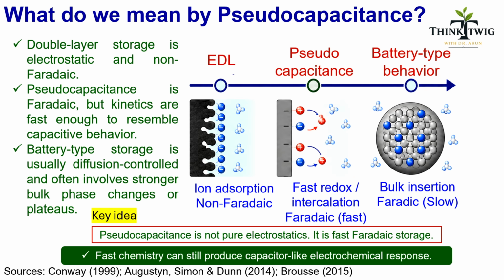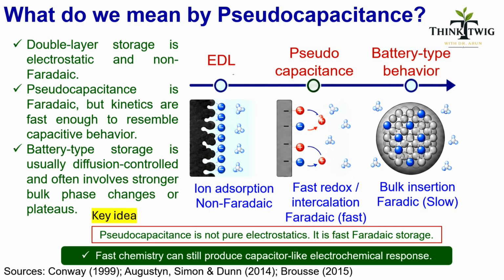Now compare that with the third case. In strongly battery type behavior, ions generally have to move more extensively into the material, or reactions proceed inside the bulk. Diffusion and phase related processes can become much more important.